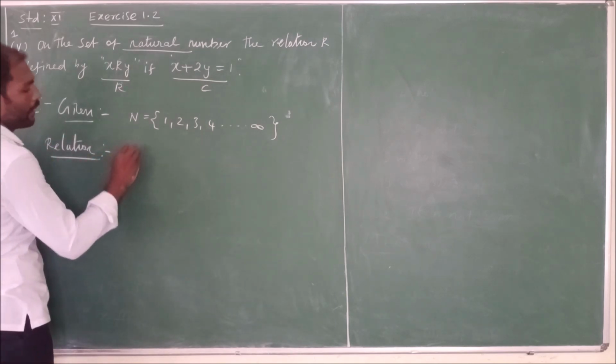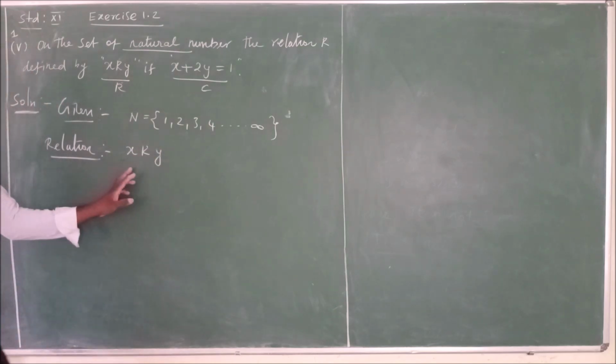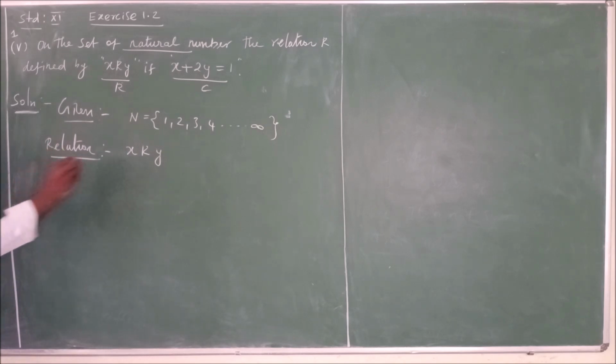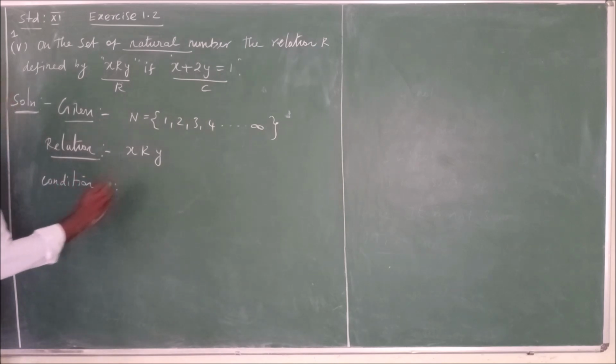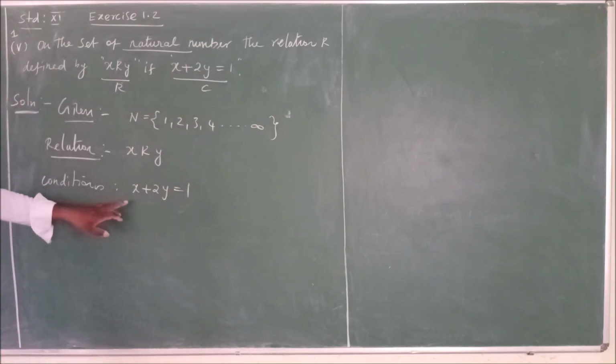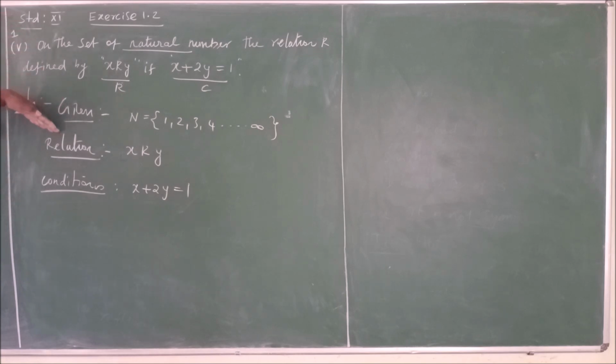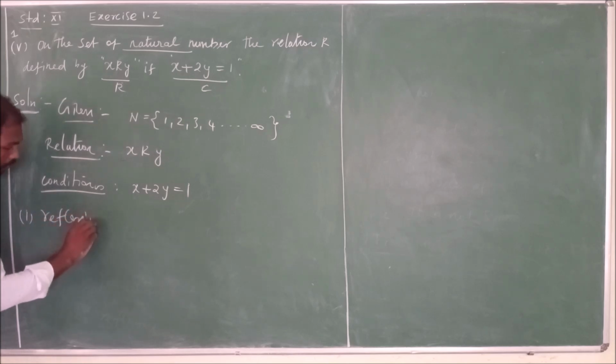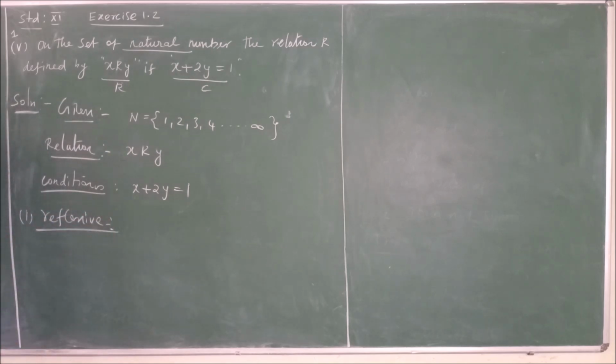What is a relation? Relation x related to y means that we take any two numbers in relation, a subset of the product. The condition is x plus 2y equals 1. So we check first whether it is a reflexive relation, symmetric relation, or transitive relation. First, check whether it is reflexive or not.